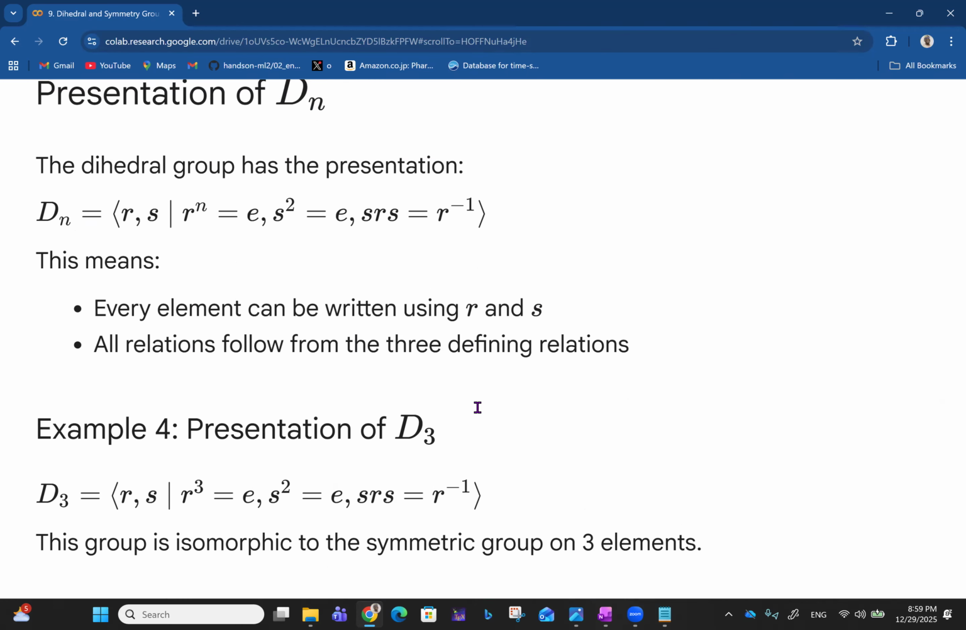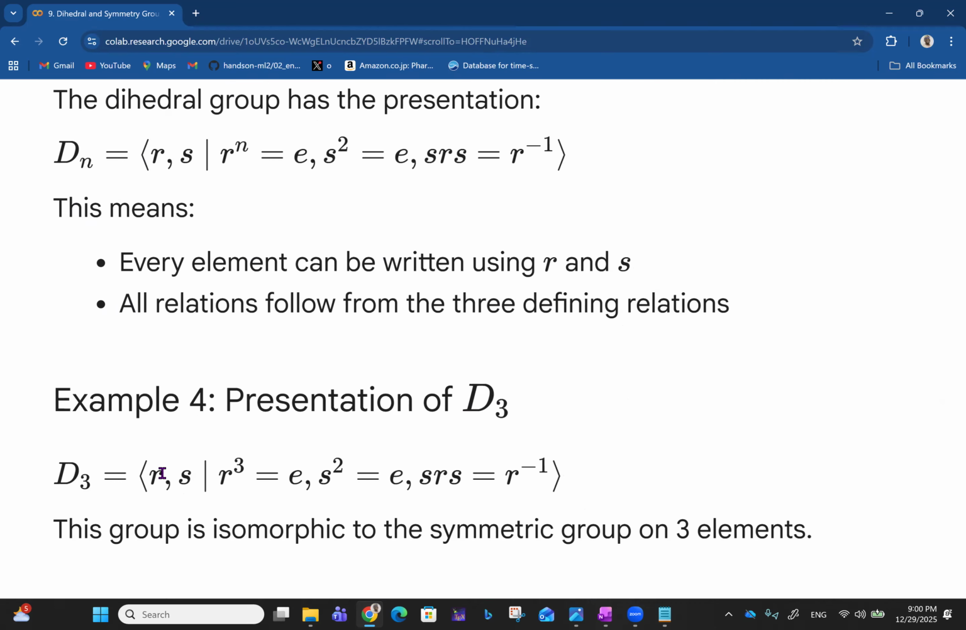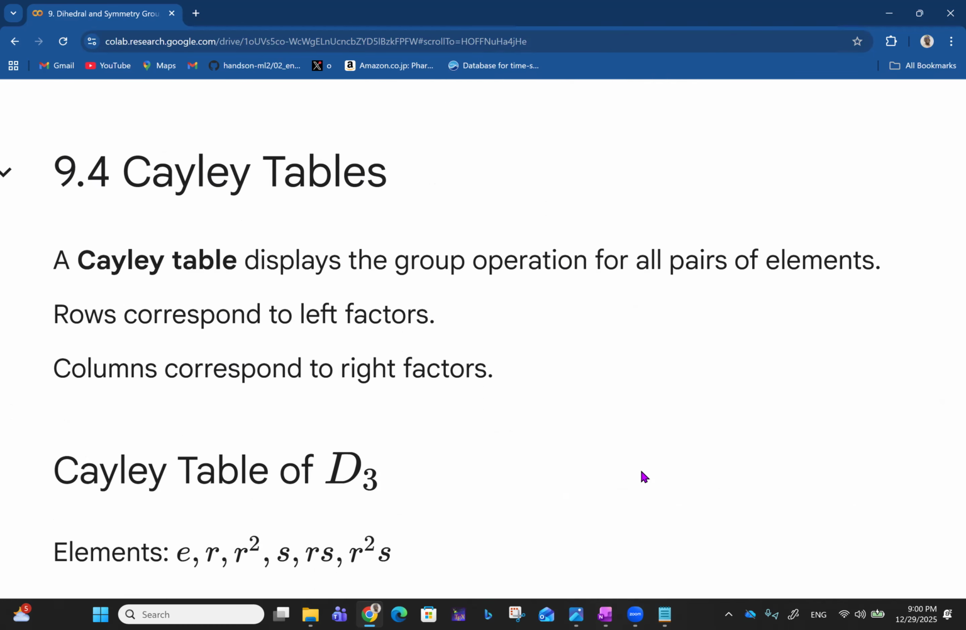So we have an example here. I want to talk about the presentation of D3. That's talking about an equilateral triangle. So you have D3, talking rotation and reflections, such that R raised to power 3 is E. That is, rotate it 3 times, you get back to the original position. Then reflect it twice, you get back to the original position. And then you have SRS is the inverse of the rotation. So this group is isomorphic to the symmetric group on 3 elements. Okay.